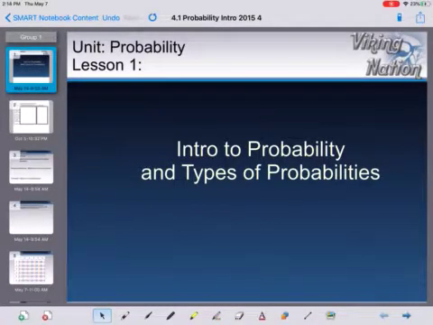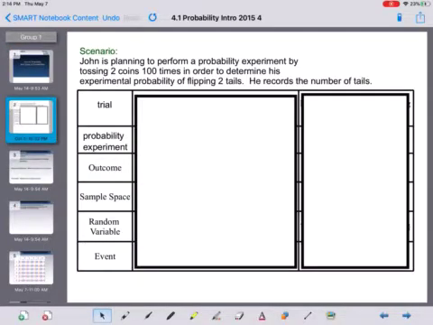Okay, so our next unit is probability, and today's lesson is an intro to that, the types of probabilities, and how to calculate them. So first we're going to go through some definitions about probability. We're going to take a look at these definitions and apply them to a scenario where John is planning to perform a probability experiment by tossing 2 coins 100 times in order to determine his experimental probability of flipping 2 tails. And then he records the number of tails that actually occur.